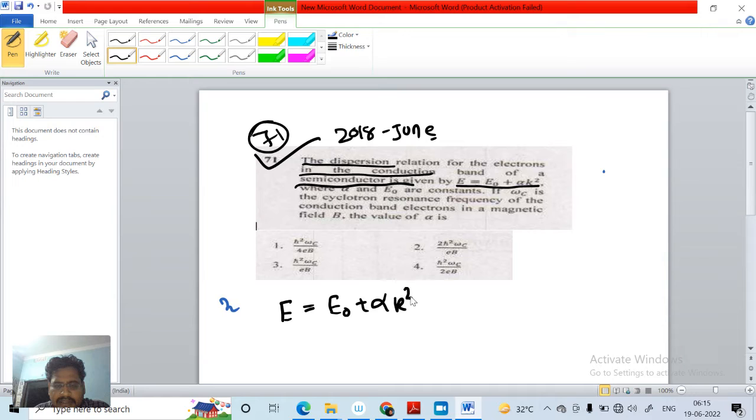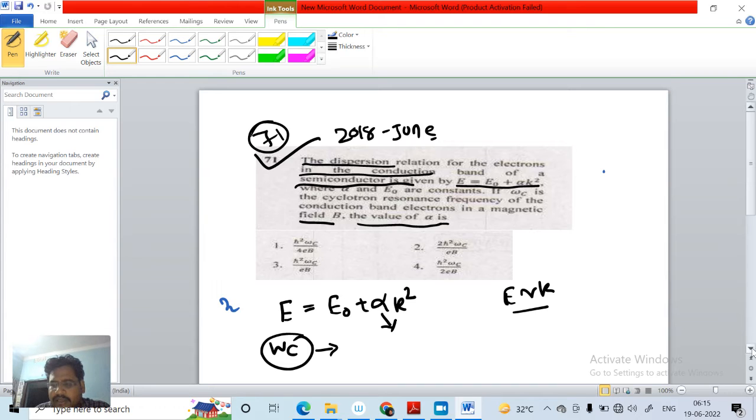This is written something like that. The E versus k graph is known as the dispersion graph, and the dispersion relation is given like that. And omega c is the cyclotron resonance frequency of that conduction band electron in magnetic field B. Then we have to find the value of alpha.